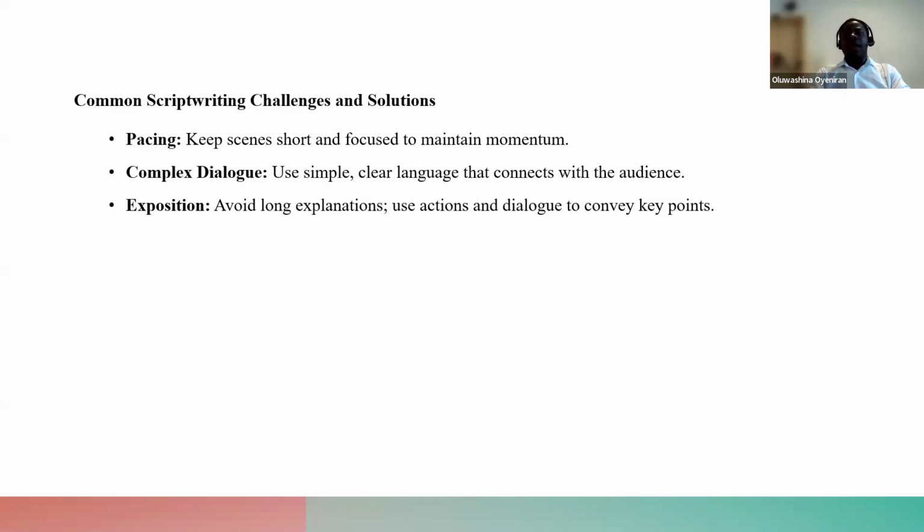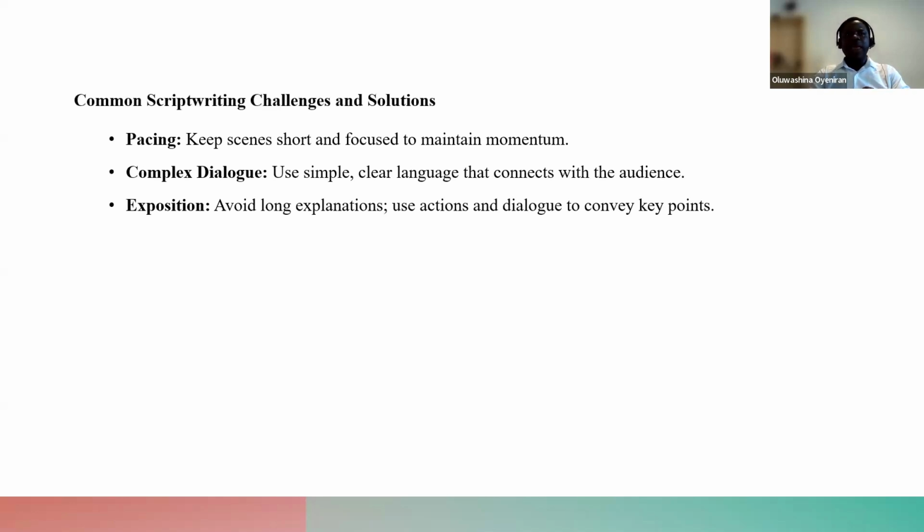There are common script challenges and their solution. Here today, I will be talking about only 3 of them because of our time. I will ensure that this slide and the manual I have is available to every one of us on the group chat. So the number 1 thing I want to talk about is pacing. And I will be talking about complex dialogue and exposition.